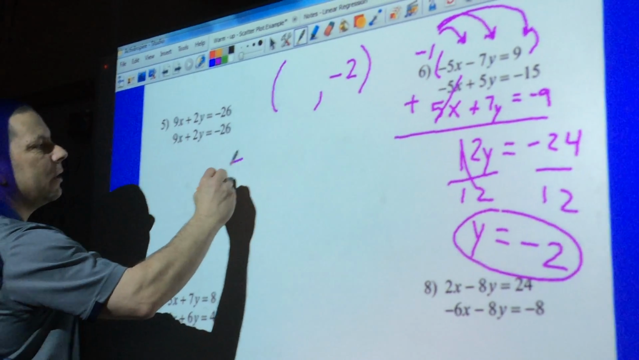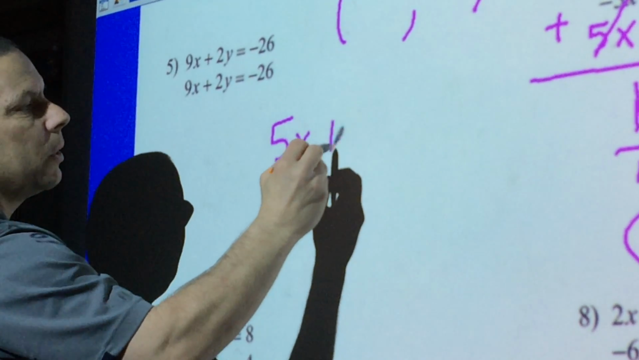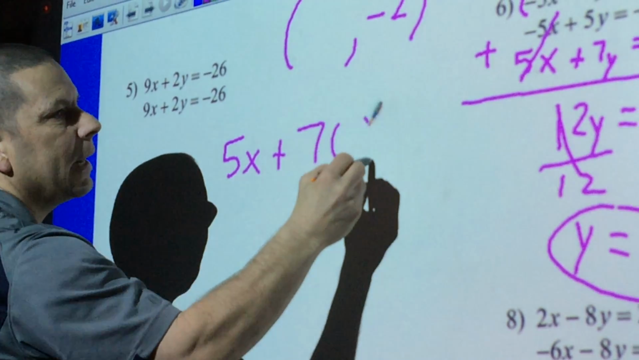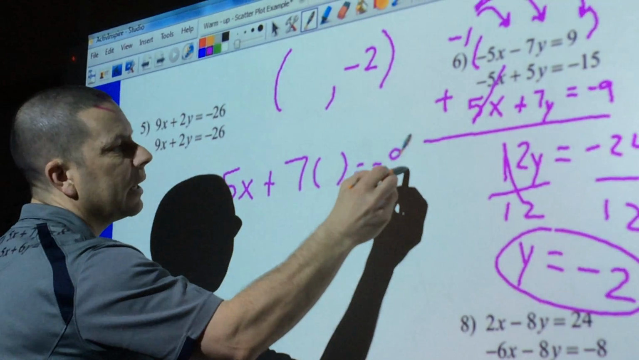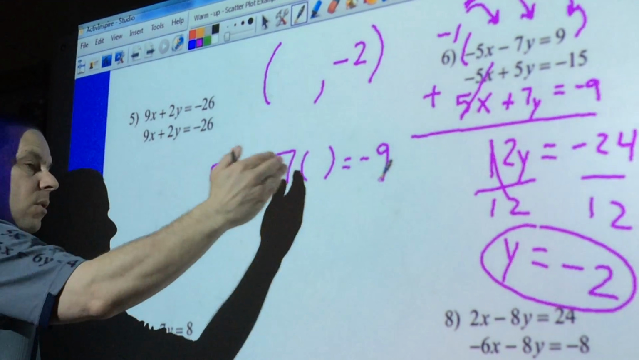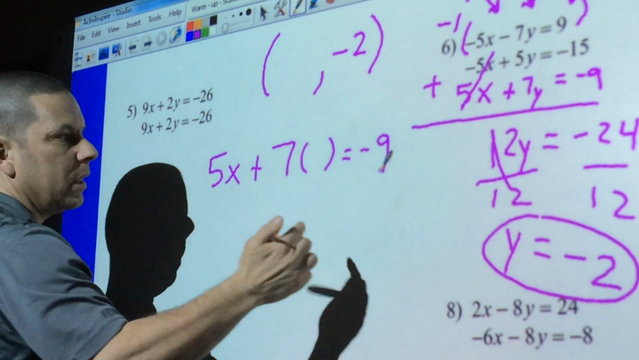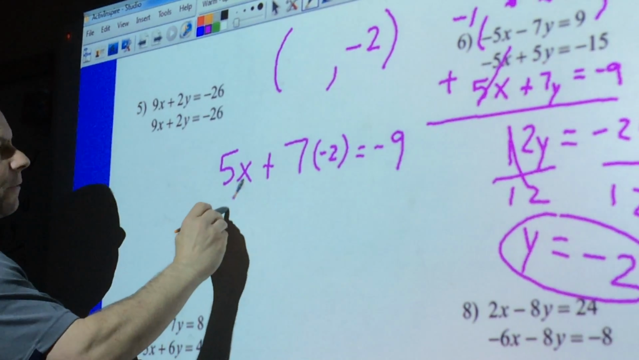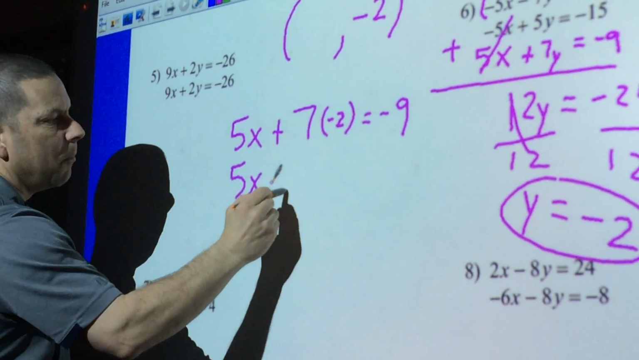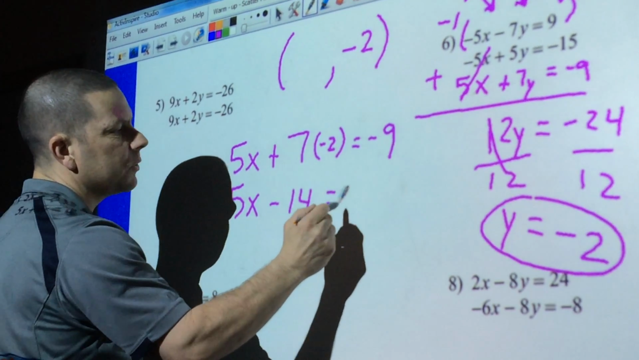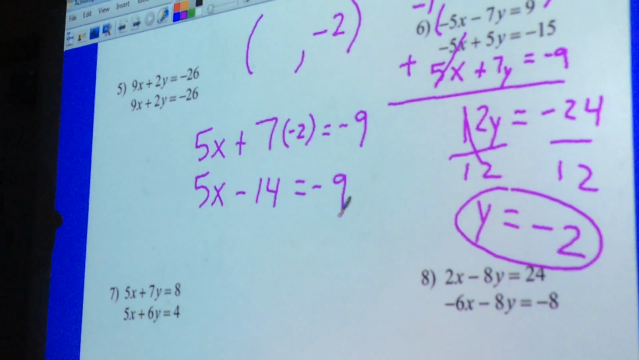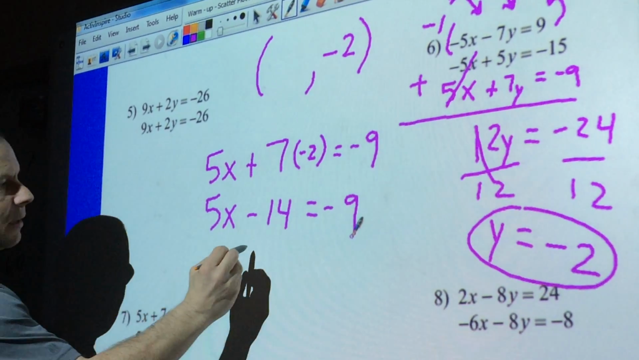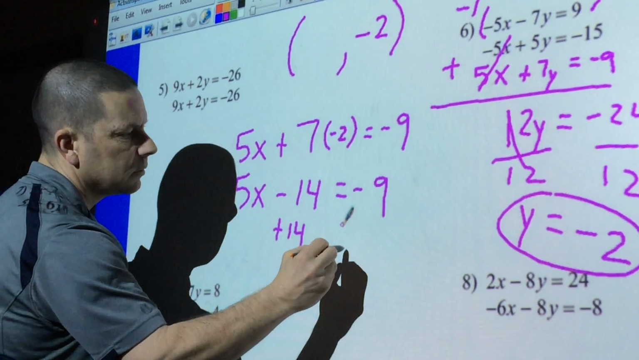So I have 5x plus 7y equals -9. All right, I'm going to replace the y there with -2 that we got from the first step. So we have 5x minus 14 equals -9. Add 14 to each side.